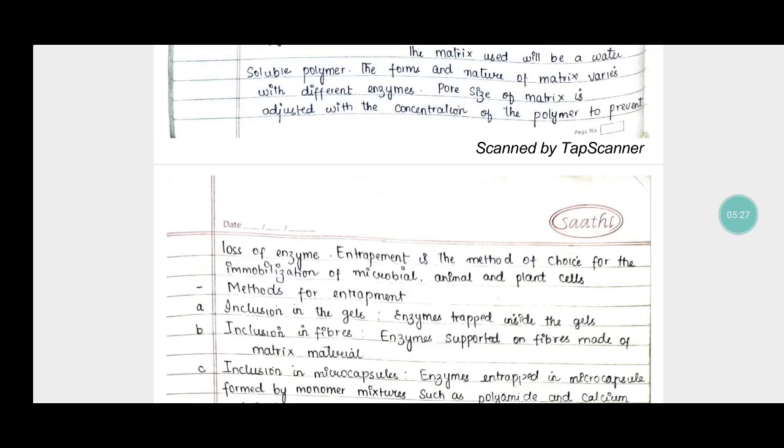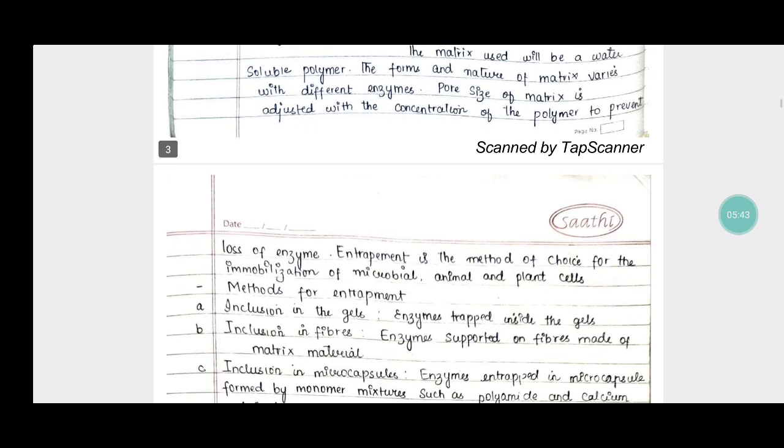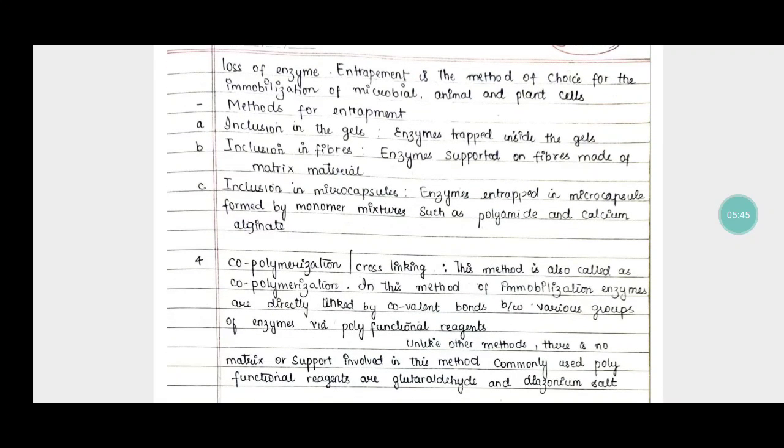Entrapment is the method of choice for the immobilization of microbial, animal and plant cells. It includes inclusion in gels, where enzymes are trapped within the gels; inclusion in fibers, where the enzyme is supported on fibers made of matrix material; and inclusion in microcapsules, where the enzymes are entrapped in microcapsules formed by monomer matrices such as polyamide and calcium alginate. The fourth method is copolymerization or cross-linking.